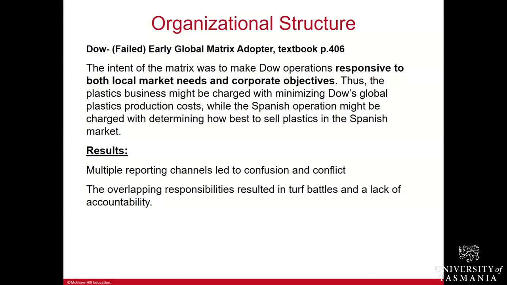Therefore, the plastics business might be charged with minimizing global plastics production costs, while the Spanish operation might be charged with determining how best to sell plastics in the Spanish market. As I say, they try to keep the market under control, let's say in Spain, in relation to operations and following all the prices, and at the same time they try to control global plastics production cost as well. They try to match these models. What happened? It didn't work.